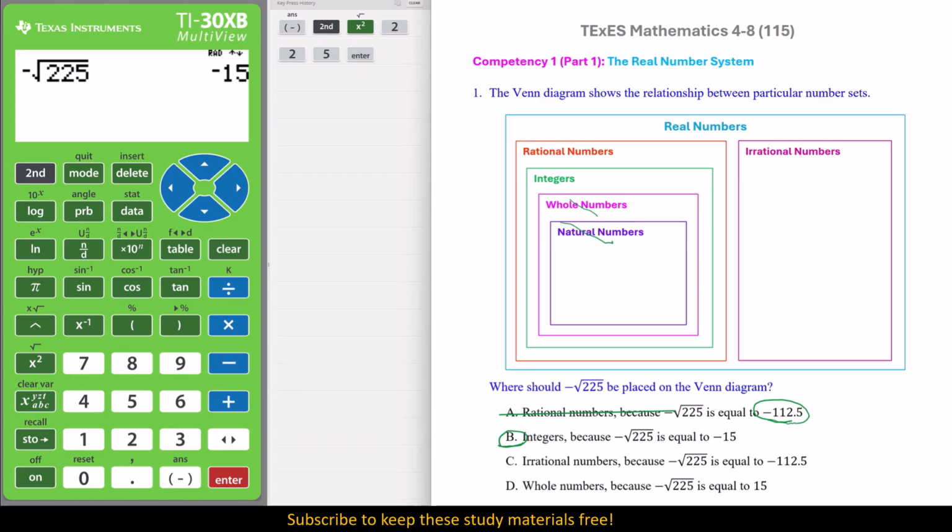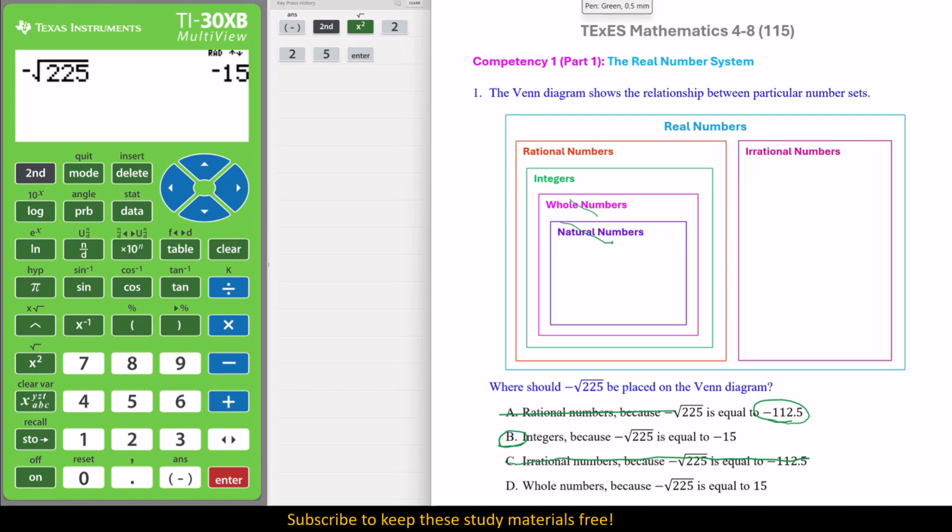So in this situation, they're incorrect for a couple reasons. One, negative 112.5. That is terminating. It terminates at a half, meaning it stops. That violates the definition of irrational number. An irrational decimal goes on continuously, and we don't know where it stops.